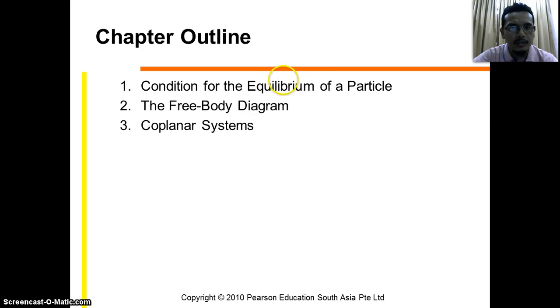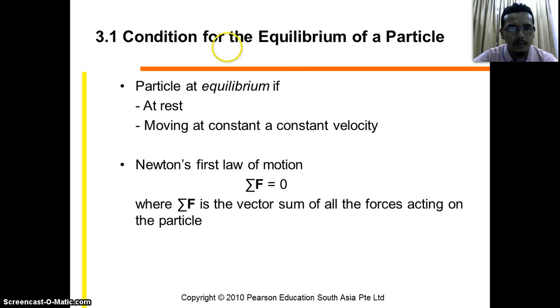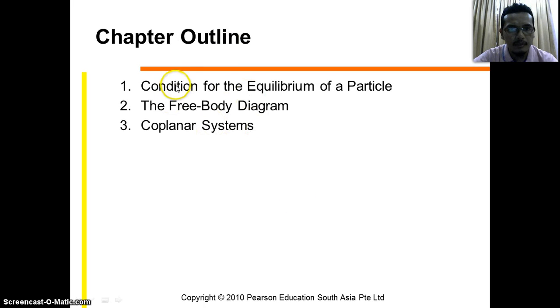Okay, the outline for this chapter, we have three topics. The first one is the condition. We need to understand what is the condition of equilibrium of a particle. Then after that we move to how to draw the free body diagram. Then we need to use the Cartesian system based on x, y axis.